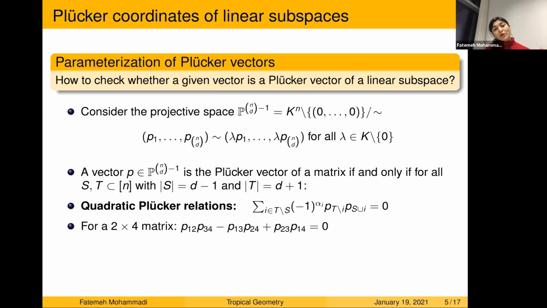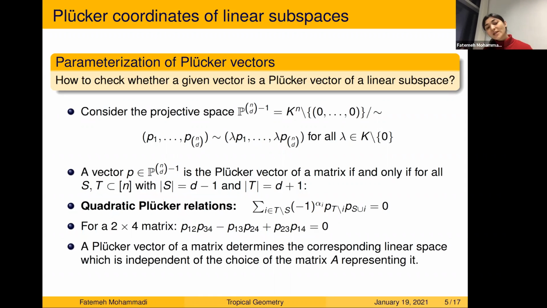Okay, perfect. So now, for example, if you have a 2 times 4 matrix as before, you have only one Plücker relation, the 3-term quadratic polynomial that I have written here: P12 P34 minus P13 P24 plus P23 P14. And your vector is a vector of a 2-dimensional linear space in R^4 if and only if it satisfies this one equation.